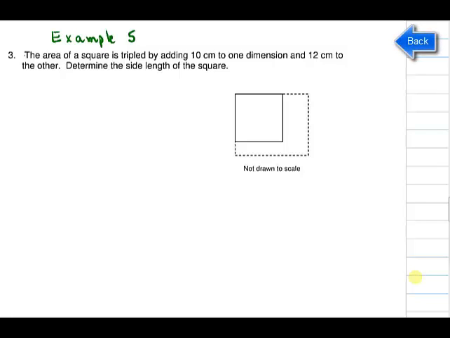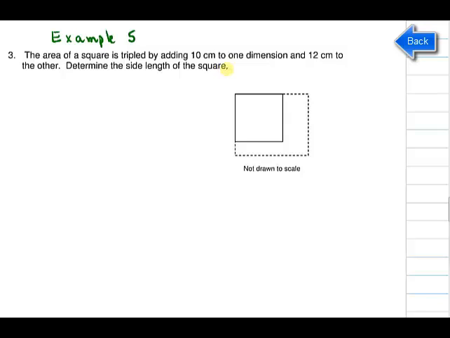So here is my example 5 that I was telling you about. It's quite a bit different from the lacrosse field question that you did. So let's tackle this together. The area of a square is tripled. Okay, that's important. The area of the square is tripled by adding 10 centimeters to one dimension and 12 centimeters to the other. And you've been asked to determine the side length of the square.